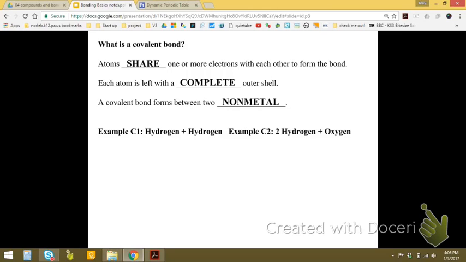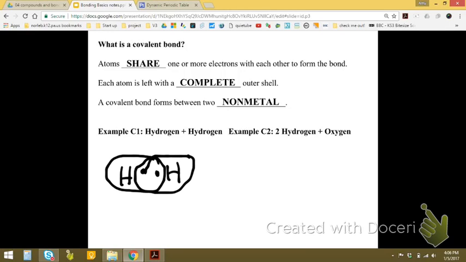So if we take a look at some examples using our Lewis dot structures again. Hydrogen bonding with hydrogen makes a molecule of hydrogen. Hydrogen is one of the elements that is always found in molecule form. You'll never find a single element of hydrogen. So hydrogen has 1 valence electron. So we need 2 valence electrons to make that outer shell full. So what we finish with is an H2 molecule.